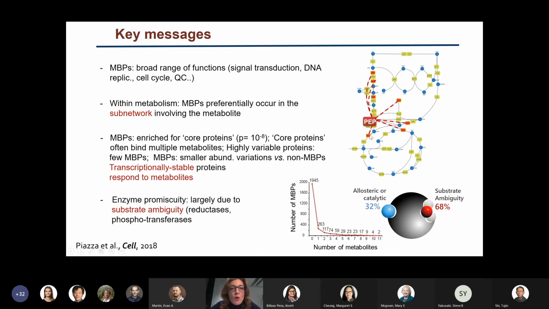We also looked into core proteins. So core proteins are proteins that never change in abundance, whatever you do to E. coli cells. Someone looked into that, that's the group of Bernhard Paulson.